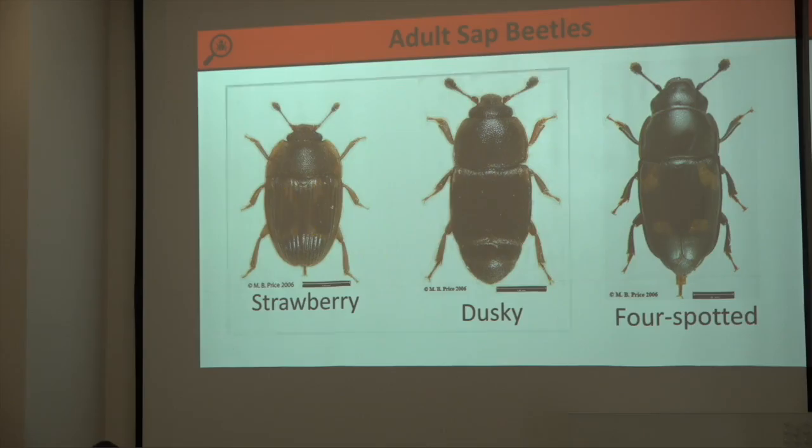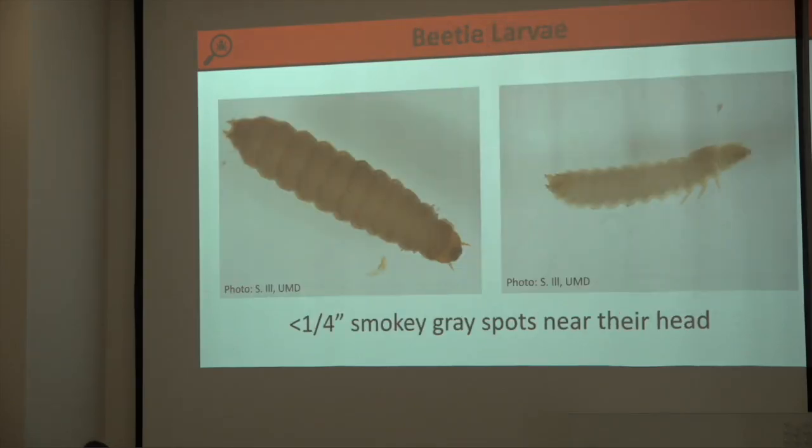And then the larvae have these smoky gray spots behind their heads, and you can see that there's really a brown head and a little bit of a hook on the tail, and they have legs. So if the larva inside your fruit does not have legs, it is not a sap beetle. It's probably a Spotted-winged Drosophila or some other fly that doesn't have legs.